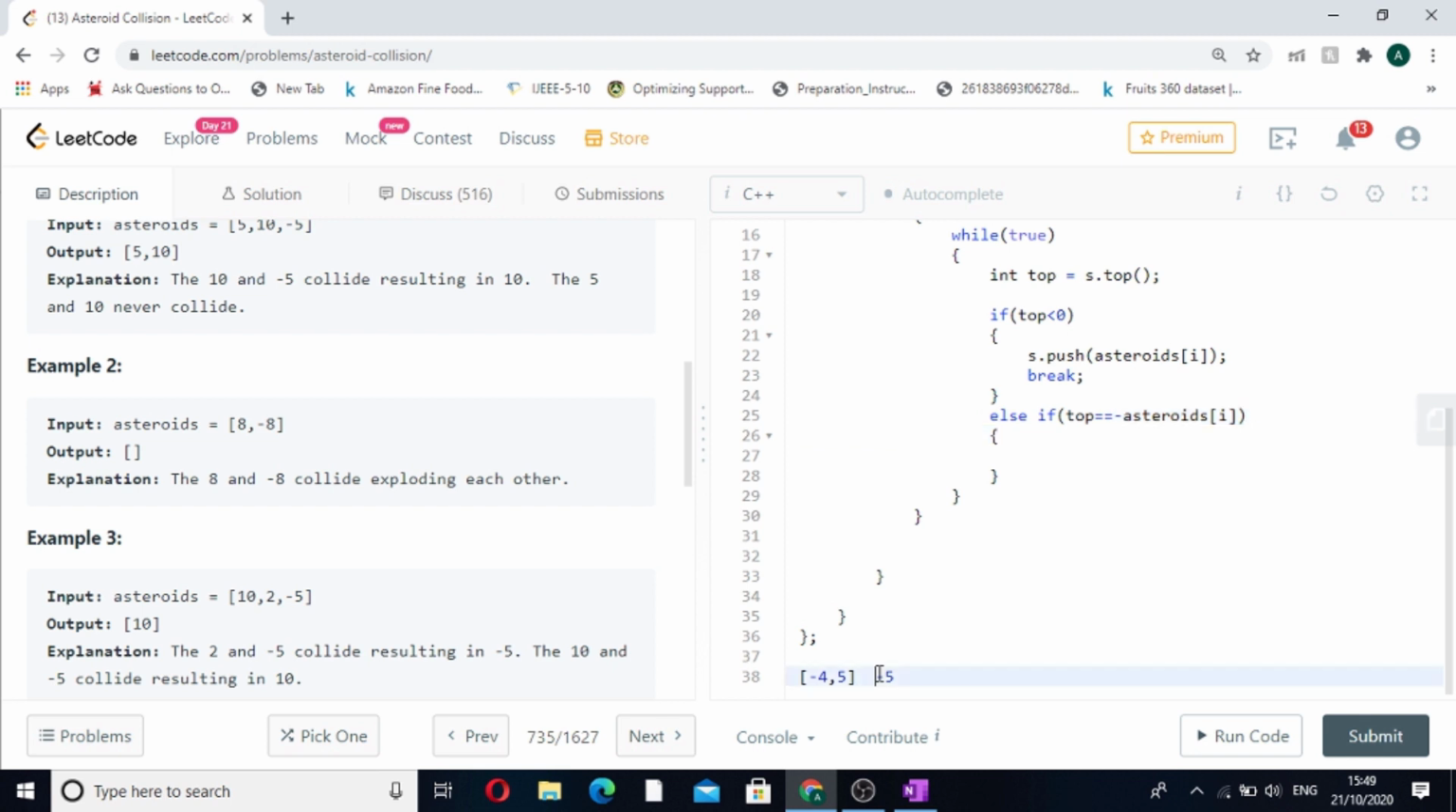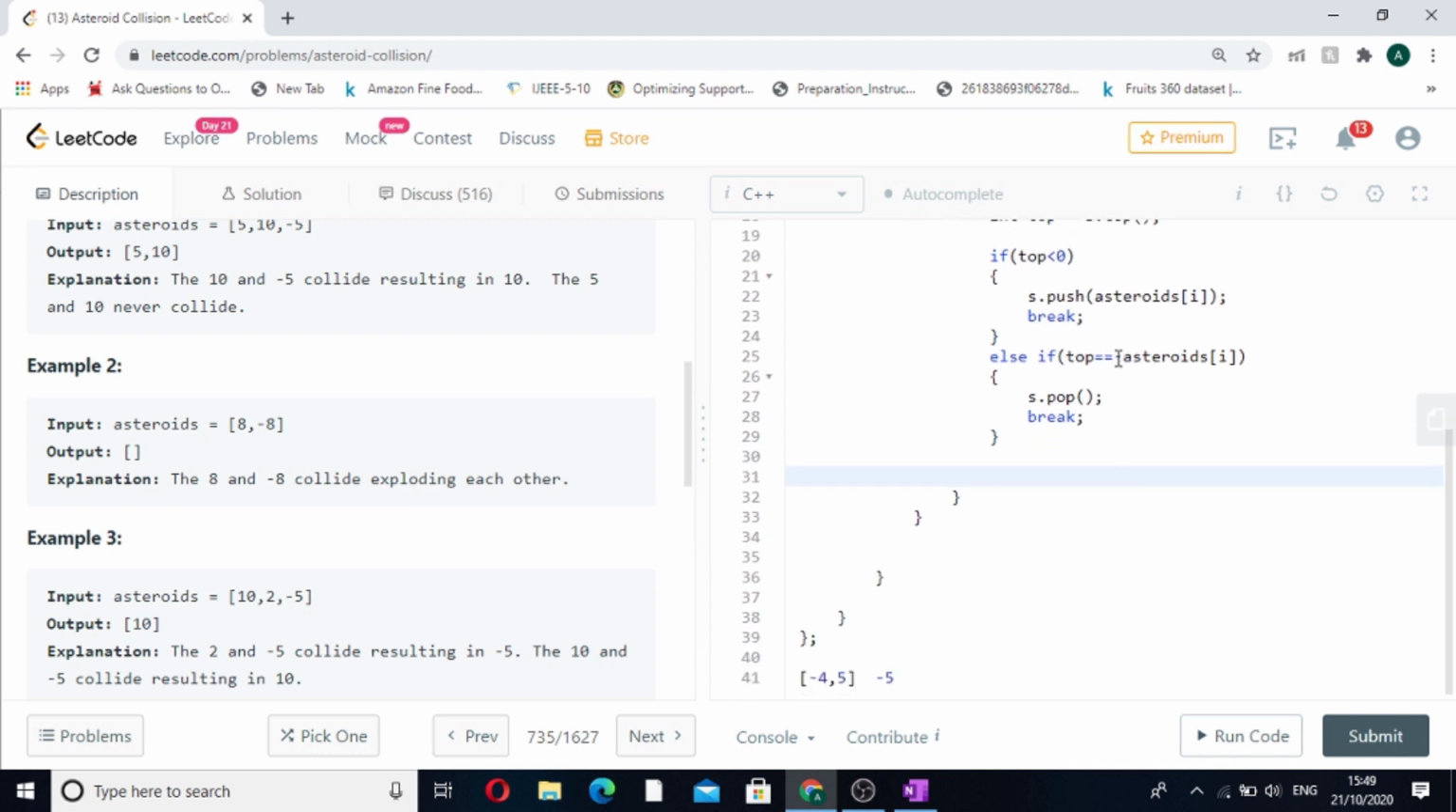So when this asteroid collides with this asteroid, they both will explode because they are of the same size. So when they both explode, we have to remove this 5 from the stack, that is we have to pop the element. So we will s dot pop, and we will again break from it. Now this was the condition when our top was equal to negative of asteroids.